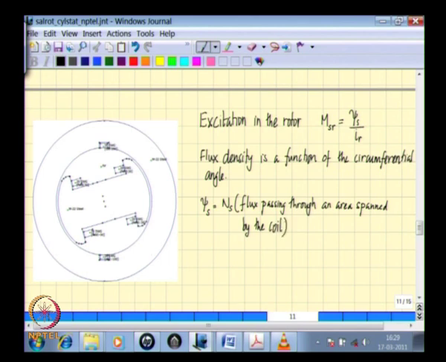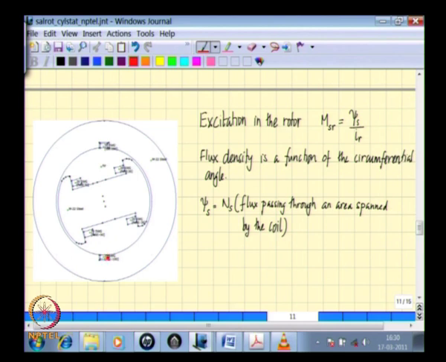Now the area spanned by the coil, what we can conveniently take, we know that flux lines are going from the rotor and crossing into the stator, and therefore the area spanned by the coil could be taken as the area along the inner circumference of the stator from one side of the coil to the other side of the coil. This entire inner circumferential area is what we can consider.